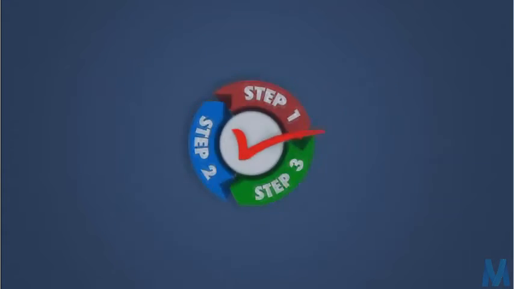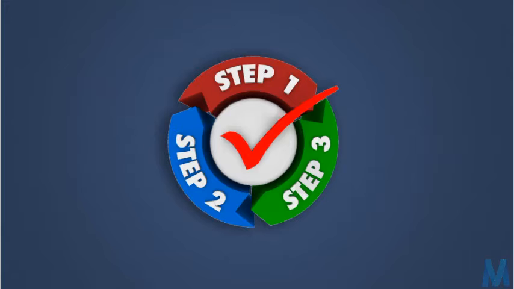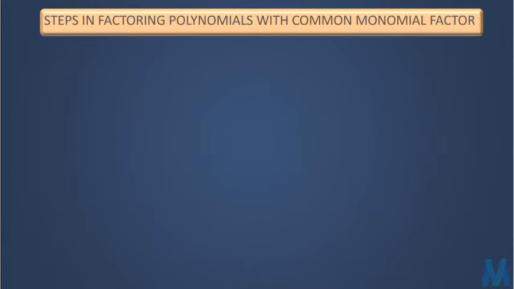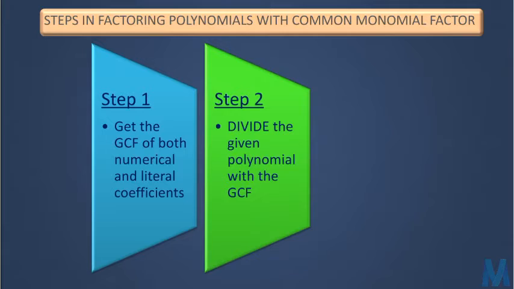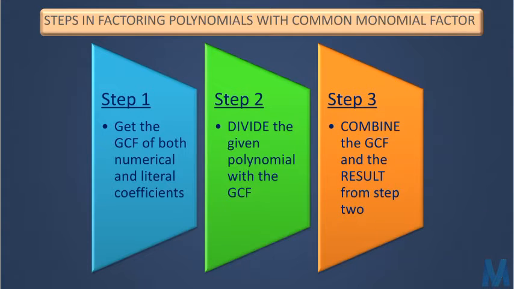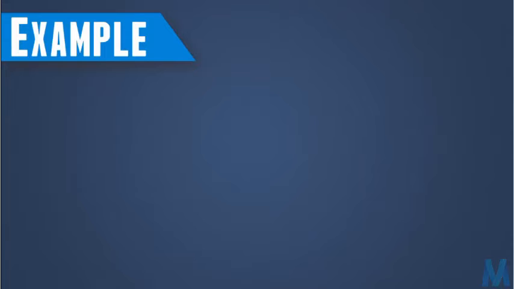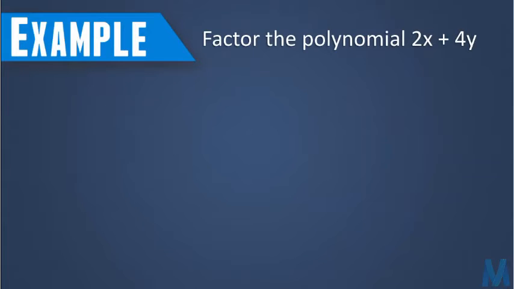Okay, so we're going to factor polynomials with common monomial factor using 3 steps. So step 1, get the GCF of both numerical and literal coefficients. Step 2, divide the given polynomial with the GCF. And step 3, combine the GCF and the result from step 2. So let's try factoring the polynomial 2x plus 4y.